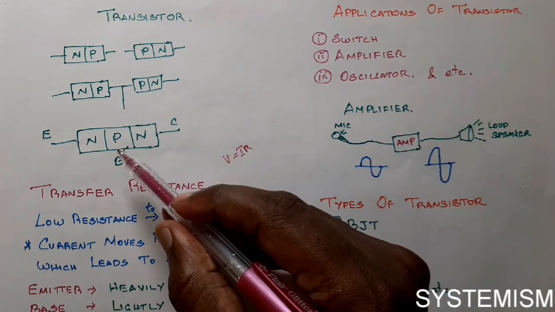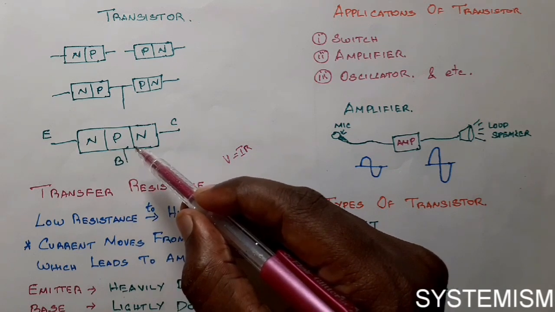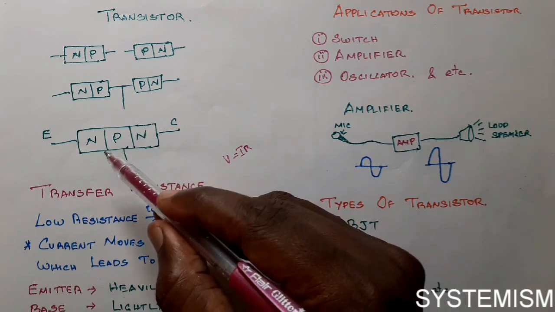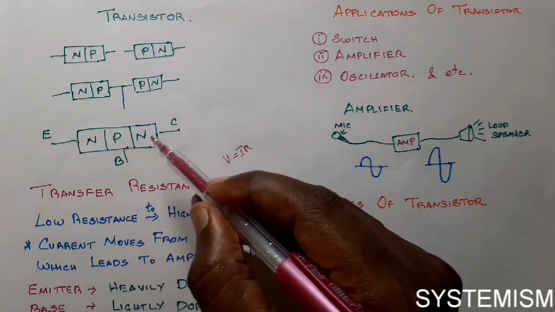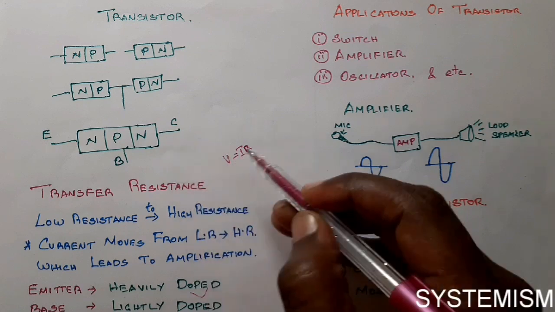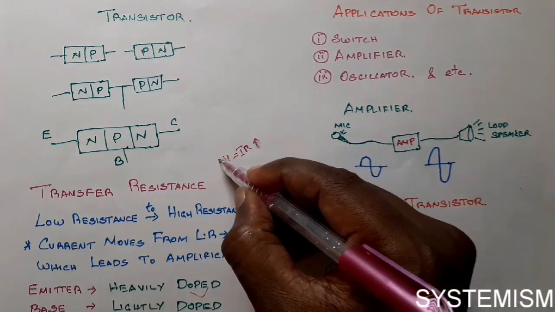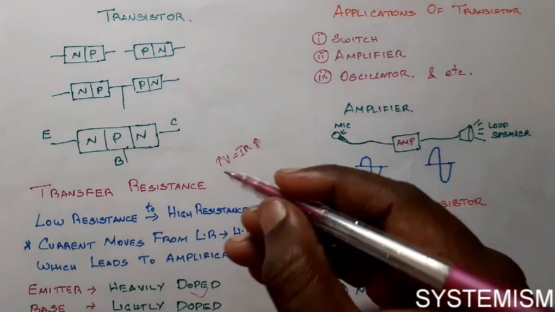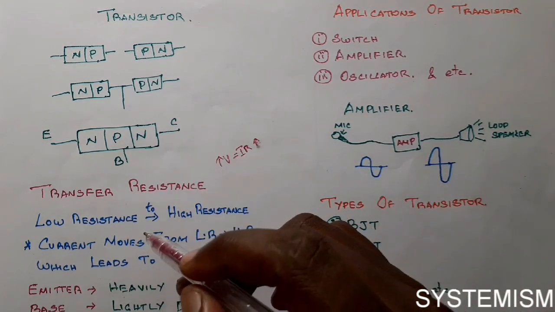So now directly you can see this side the resistance value is less and this side the resistance value is more. Automatically the voltage on the input side will be less. The output side voltage will automatically become more since the resistance is increased. So resistance increases, voltage also increases. So this is how amplification takes place in a transistor.